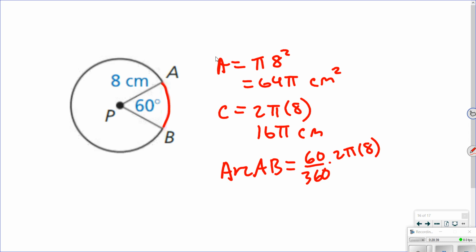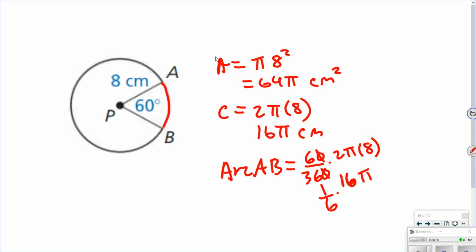Now there's 2 ways to write your answer. One is the exact answer and one is the approximate. For the exact answer, we would just simplify it. 60 over 360, that reduces. 6 over 36 is 1/6, times 2 times 8, which is 16.